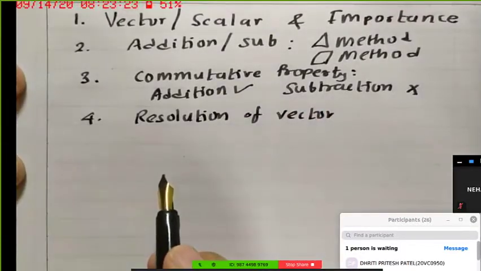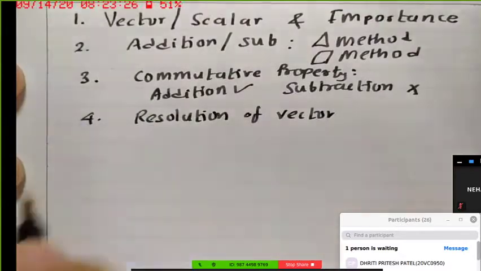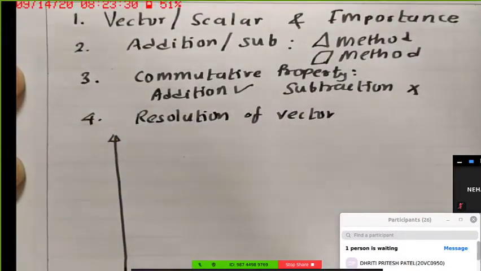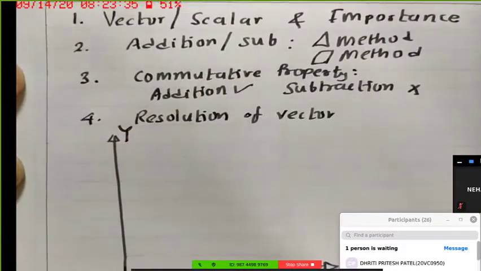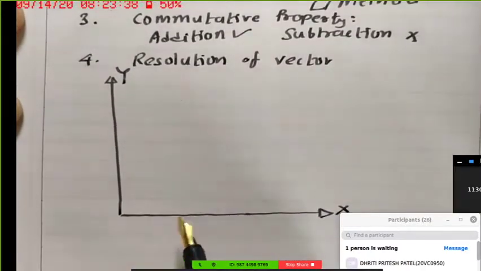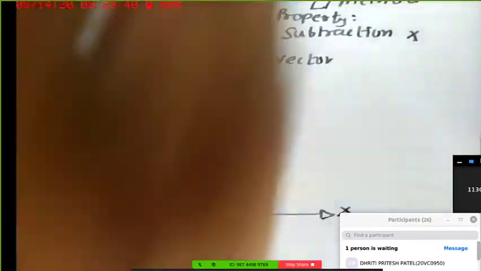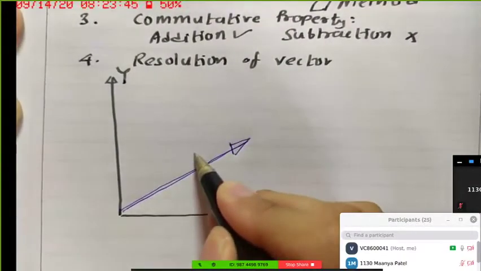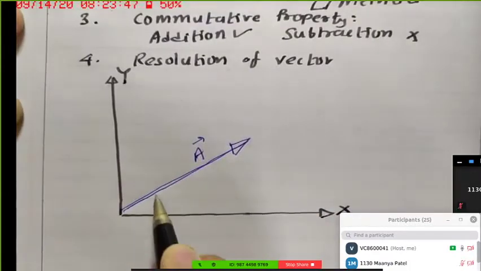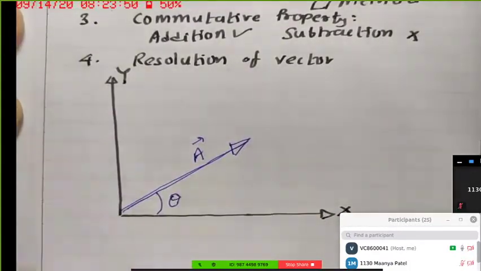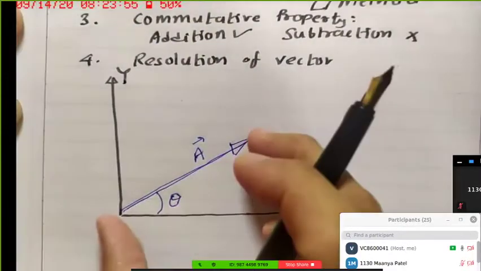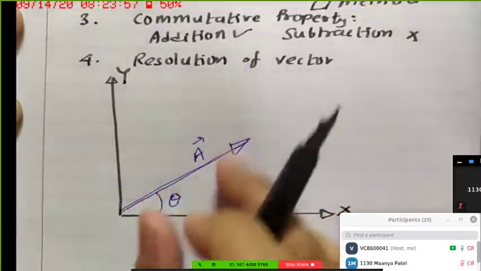Irrespective of whether you attended it earlier or not, you should be able to follow this. x-axis, y-axis, and you are given a vector, let's say A, going at an angle theta. So theta gives you direction and the length gives you magnitude. Together this forms a vector.